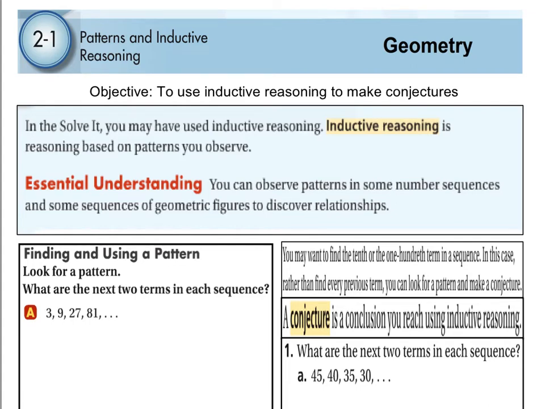This is the introduction to section 2.1, patterns and inductive reasoning. Our objective here is to use inductive reasoning to make conjectures, and there are two vocabulary words: inductive reasoning and conjectures, and we're going to talk about those.